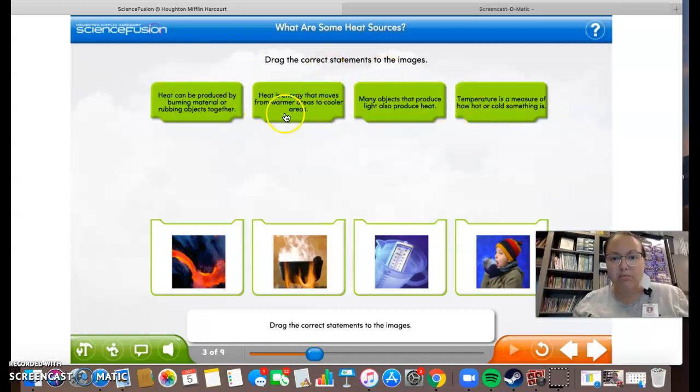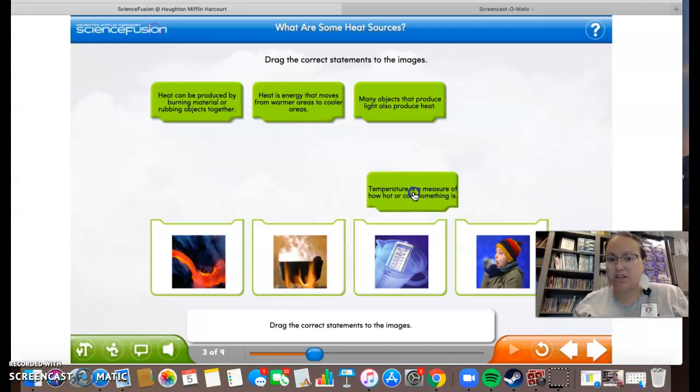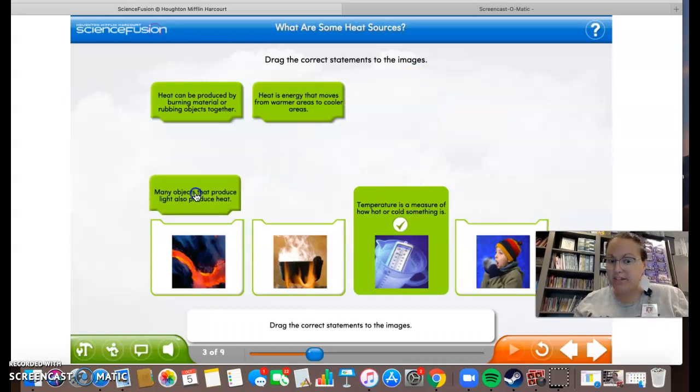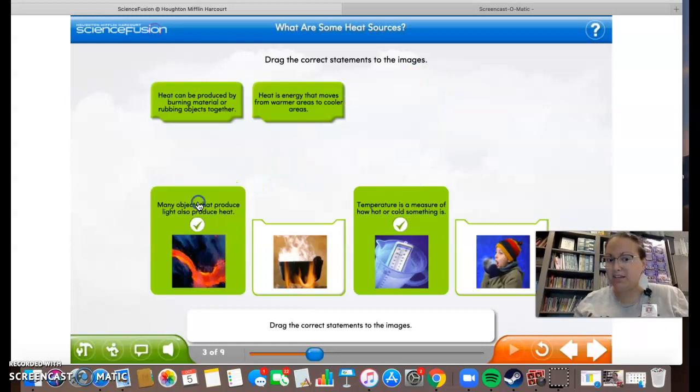Heat is energy that moves from warmer areas to cooler areas. Many objects that produce light also produce heat. And temperature is a measure of how hot or cold something is. So I think this is definitely going to go with the thermometer. Okay. Objects that are producing light and also producing heat, I think is going to go with the lava from the volcano. Let's see. Yes, I wasn't sure about that one.